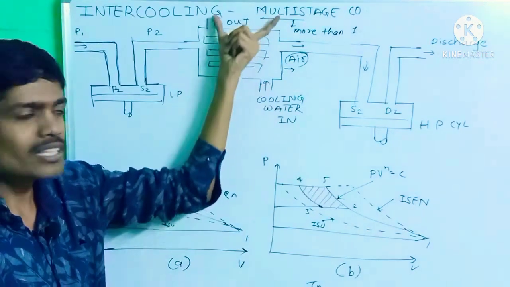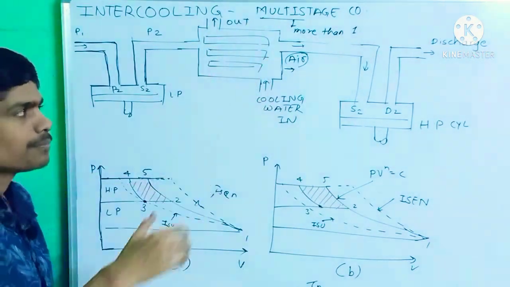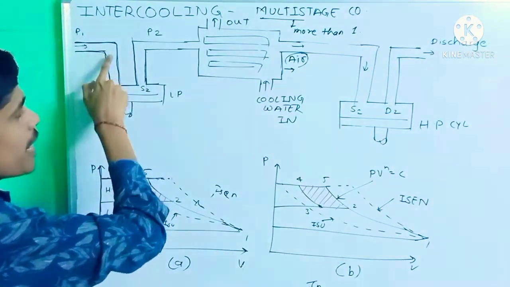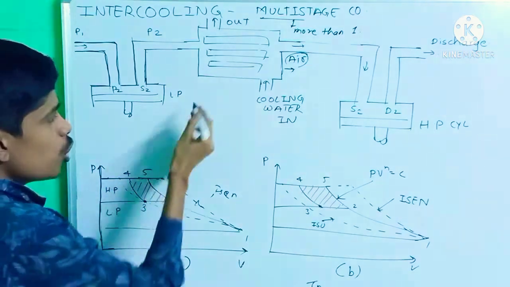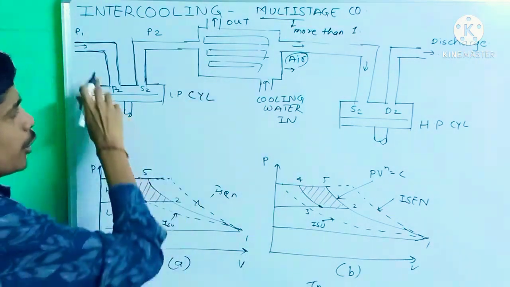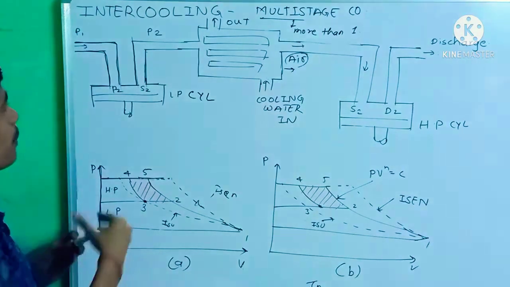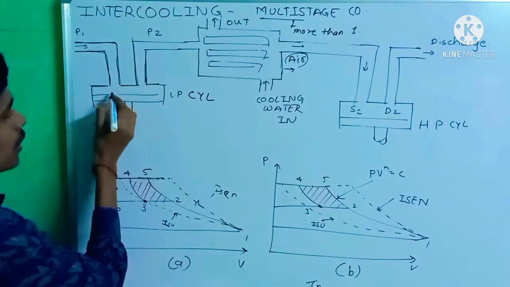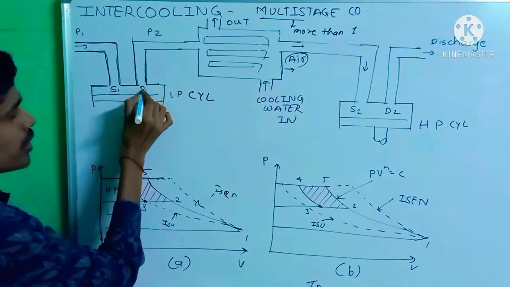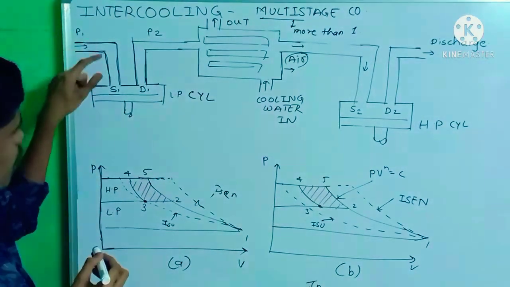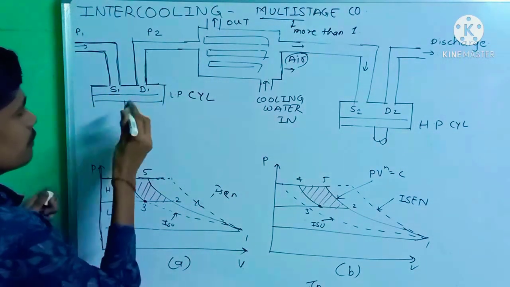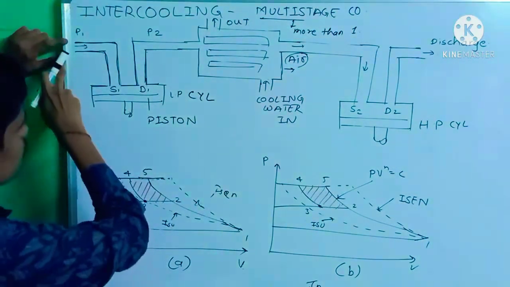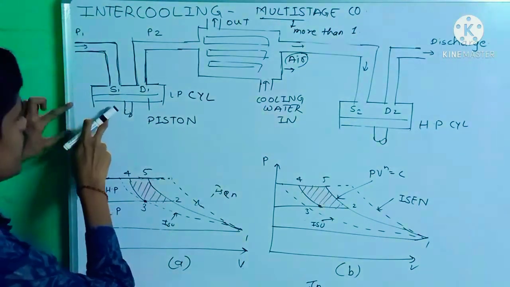See, this middle portion is the intercooler. This intercooler is generally required to cool the air. From here the air will enter the LP cylinder, which is the low pressure cylinder, with a pressure P1. This is suction valve 1, discharge valve 1. Now it will enter, this is your piston, into this LP cylinder, low pressure cylinder.